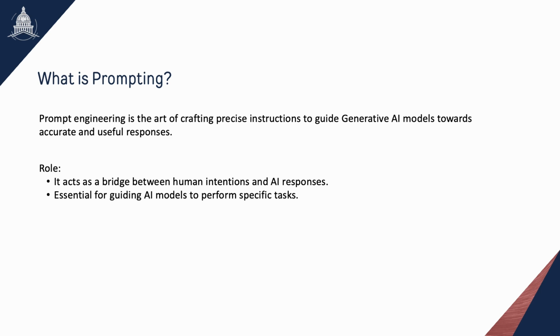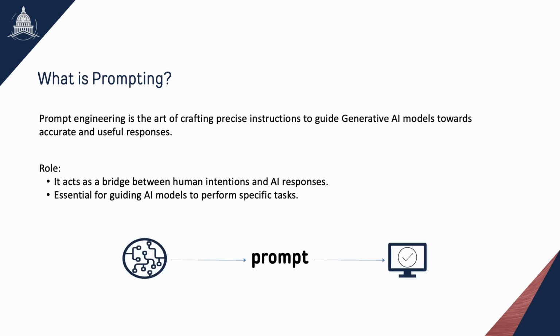Prompt engineering is the art of crafting precise instructions to guide generative AI models towards accurate and useful responses. It acts as a bridge between human intentions and AI responses, and it is essential for guiding AI models to perform specific tasks. Think of it as asking questions or giving an instruction to an AI model. For example, you could ask it to summarize an article, generate an image, or analyze data. Without a clear prompt, the AI model cannot deliver meaningful results.